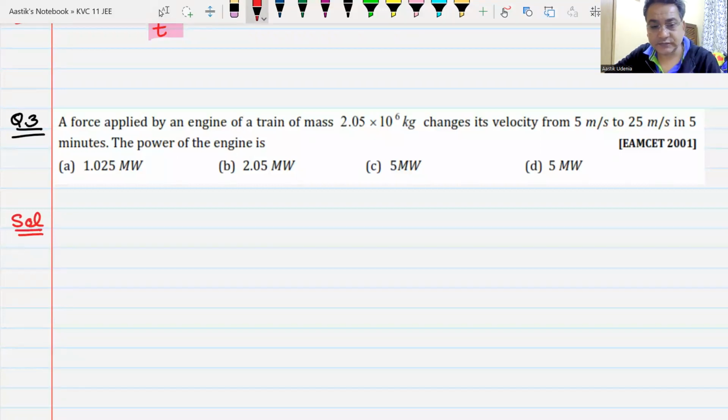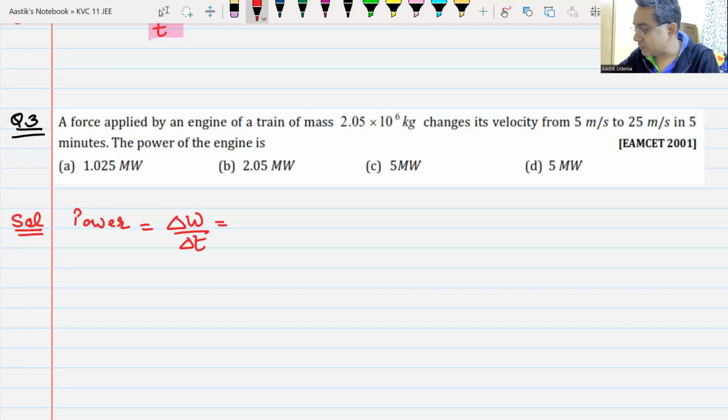Can anyone tell me what is the formula of power? Okay, no one knows it. Power is total work divided by total time. I'm finding out the average power here.